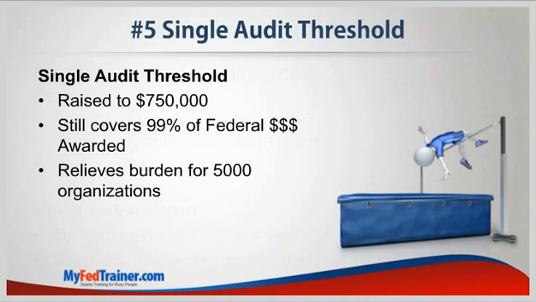So that single audit threshold is being raised to $750,000 in federal spending. The federal government felt that this was a way to minimize some of the administrative burden for approximately 5,000 organizations who fell in the 500 to 750 range. And it still is covering 99% of all federal dollars that are awarded.